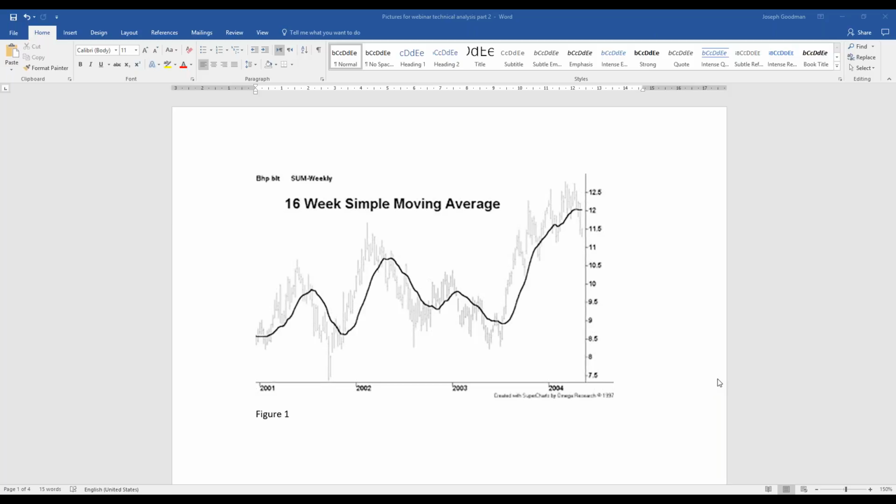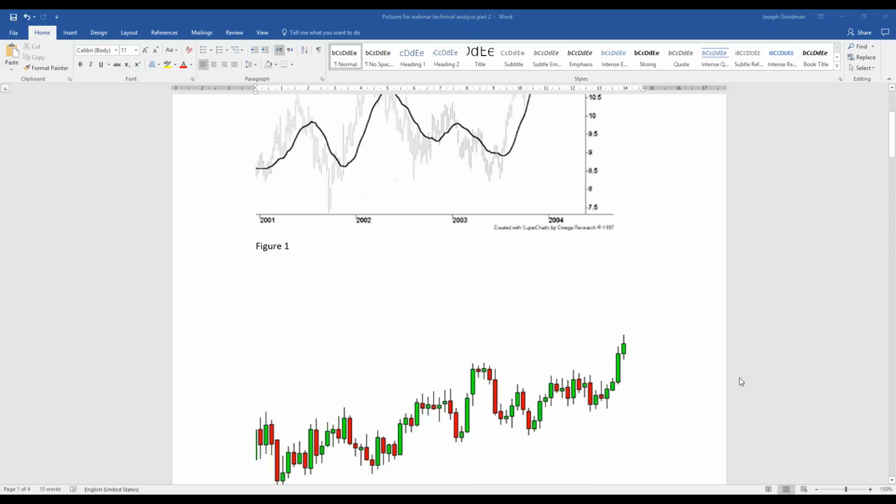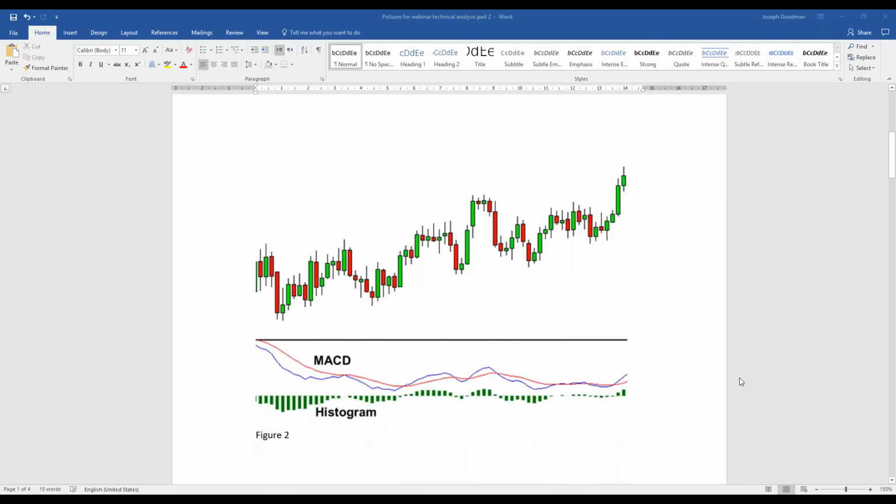MACD is a very logical indicator, and it does just what the name says. It measures the spatial relationship of two exponential moving averages. And we'll talk in more depth about exponential moving averages soon. What is an exponential moving average? Well, I guess we'll talk about it now.